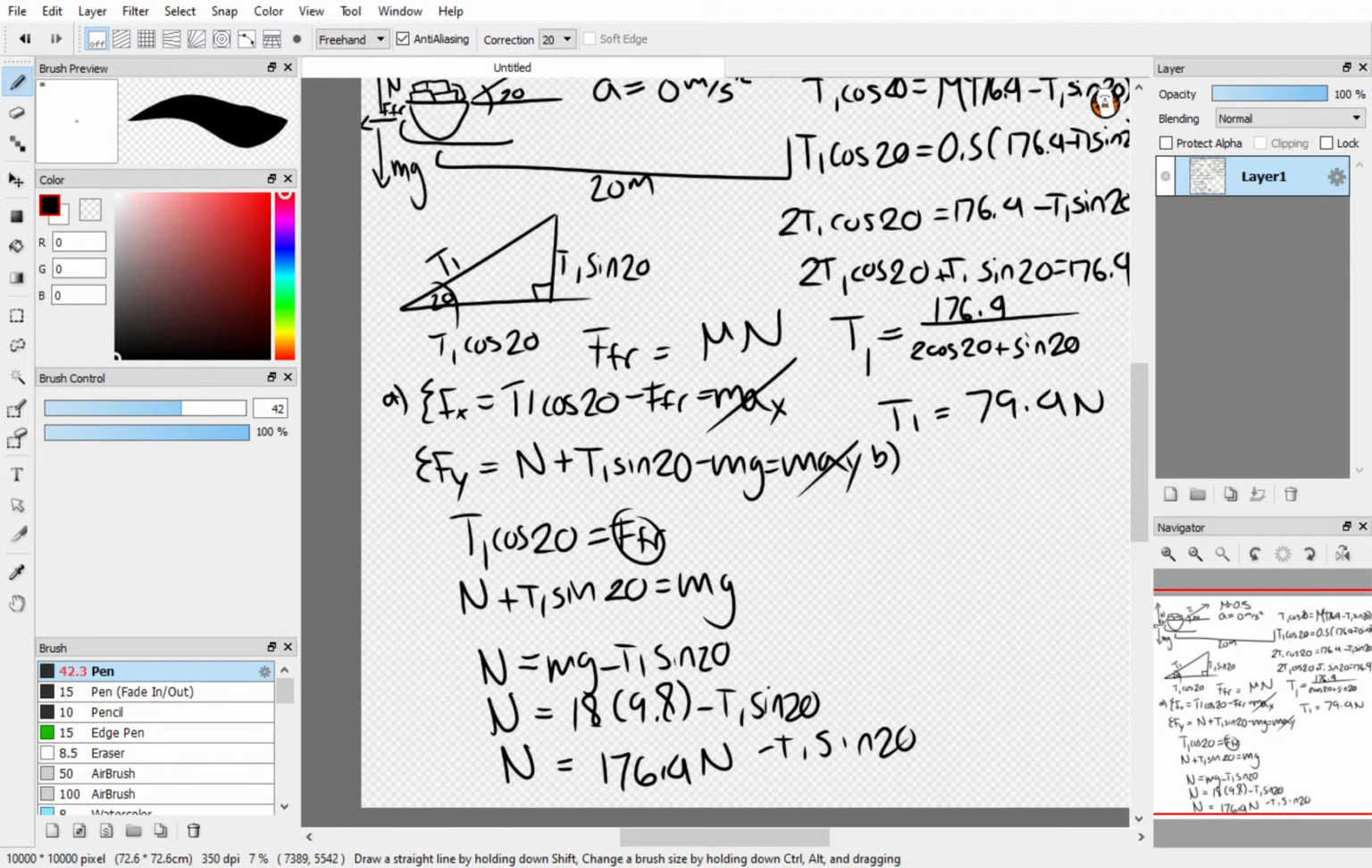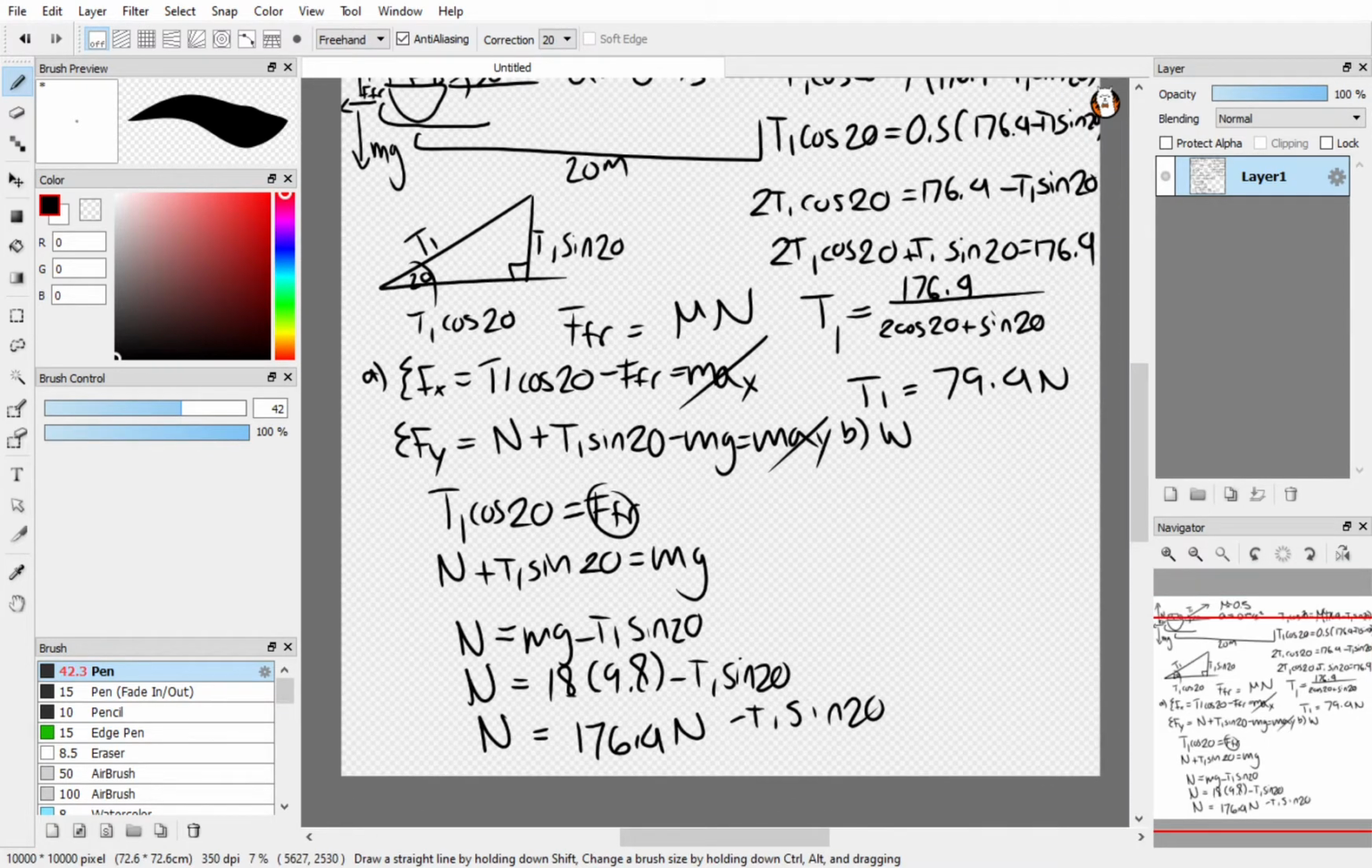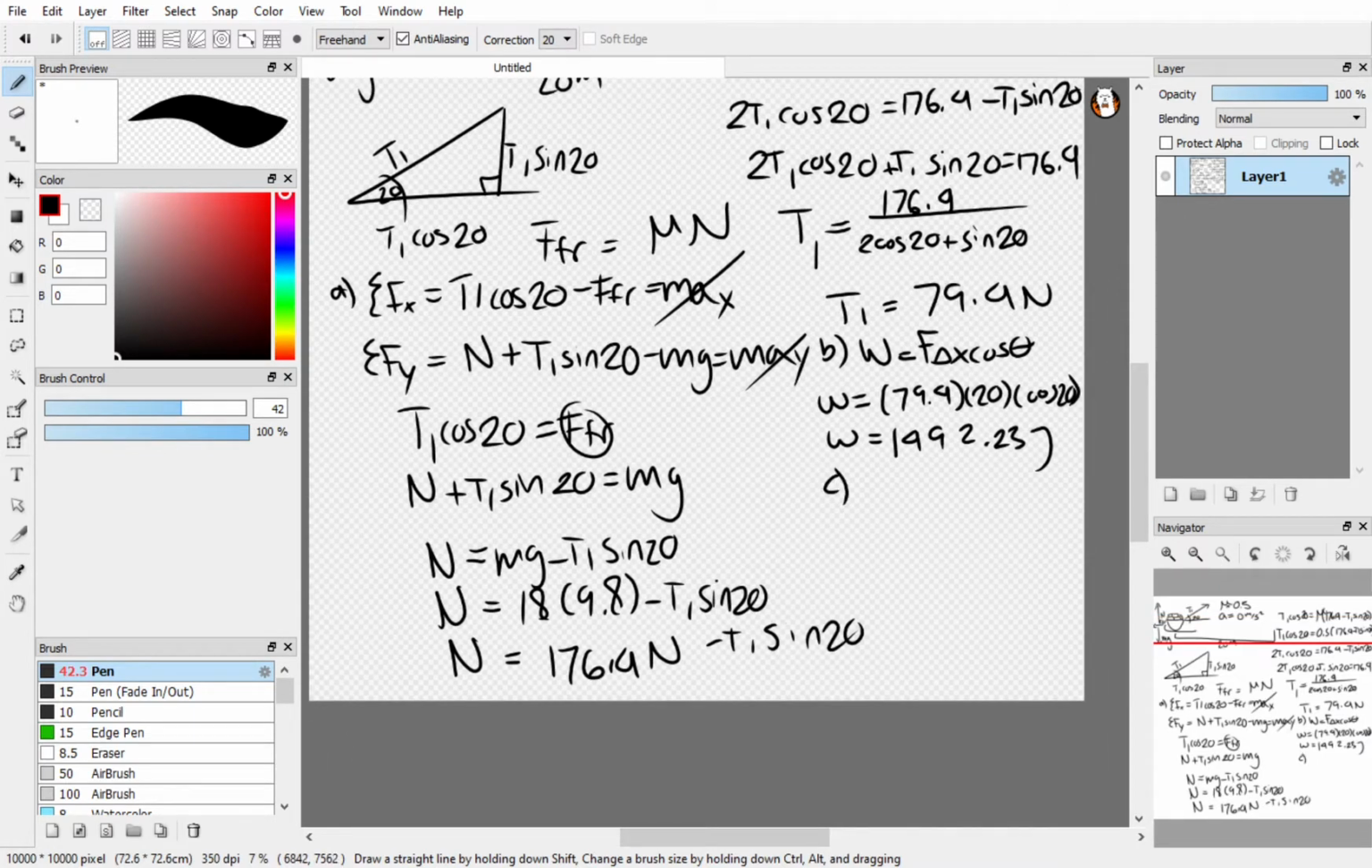Parts B and C are a bit easier from here. That was the main set of work, solving the system of equations. For B, knowing that work equals force times delta x times cosine theta, we can plug in our values. So W equals 79.4 times 20, which is the 20 meters, and then cosine of 20, and this would give us a work of about 1,492.23 joules. That's our answer for part B, the work of the tension of the rope.